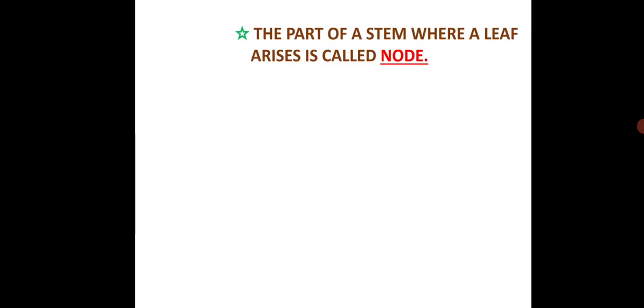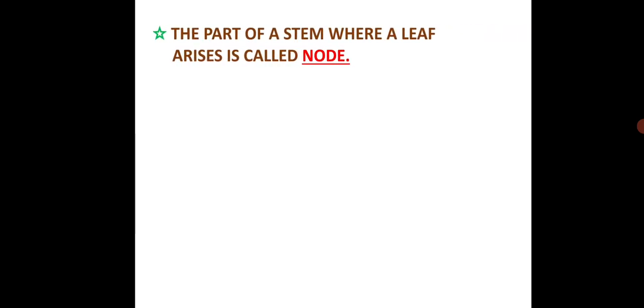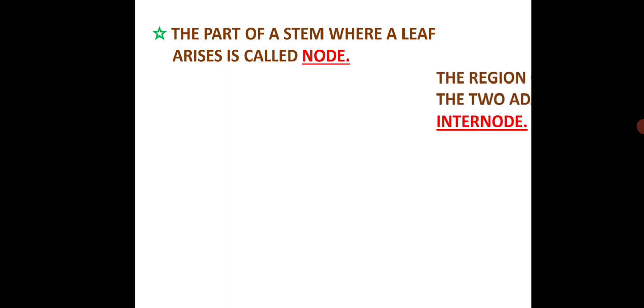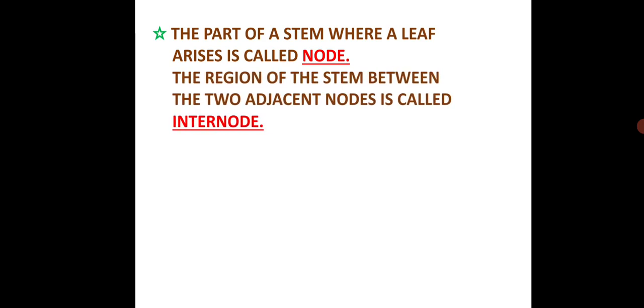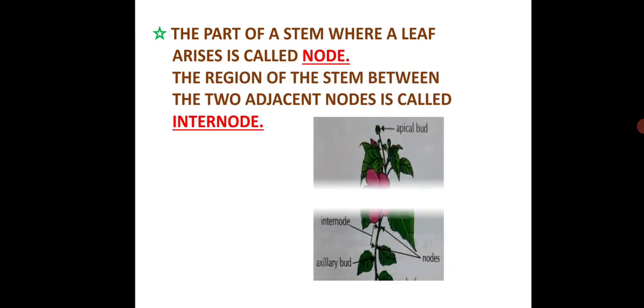The part of a stem where a leaf arises is called node. The region of the stem between the two adjacent nodes is called the internode.